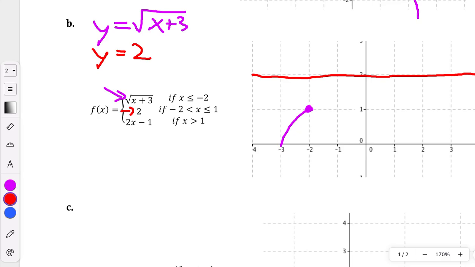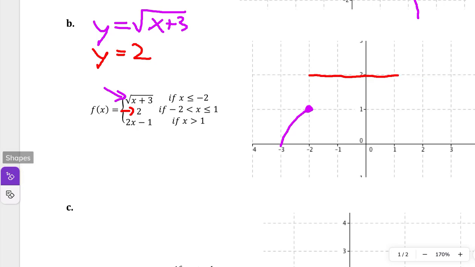But again, the problem is that this is limited in the domain. It's only between negative 2 and 1. So it's literally only from here to here. And so I can erase this. And that's where it's true. And now let's think about filled in circles or open circles. At negative 2, it's an open circle. And at positive 1, it's a filled in circle. And that is that red part.